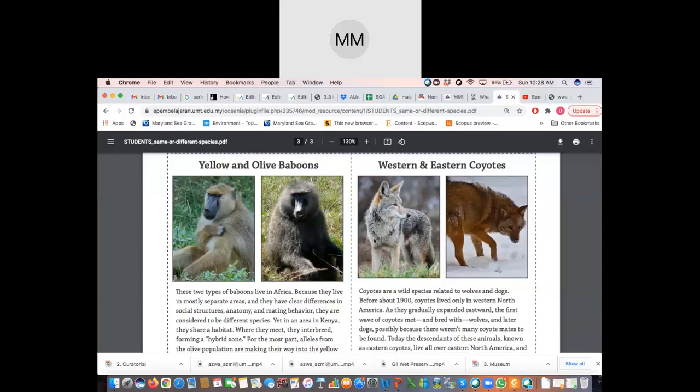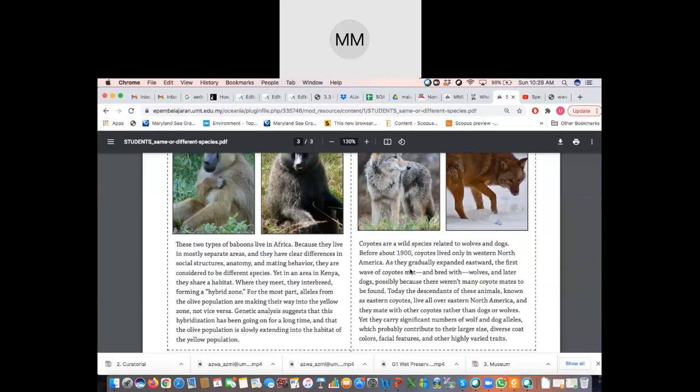Okay. Okay, but see, the keyword here is: today the descendants of these animals, known as the eastern coyotes, live all over eastern North America, and they mate with other coyotes rather than dogs or wolves. Yes, that's the keyword, correct. So they're more towards similar species.